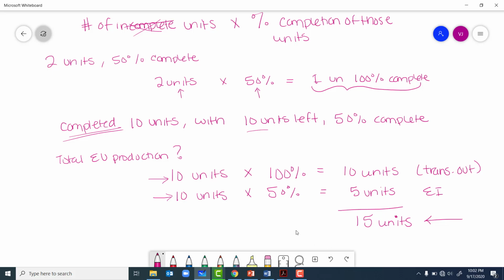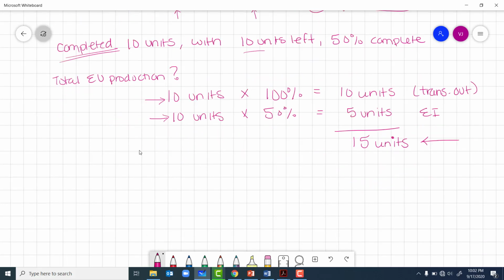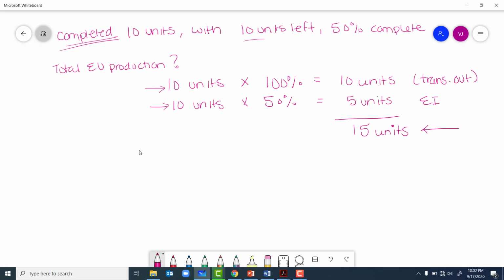Now, there are 2 ways that we can calculate equivalent units and end up finding the unit cost of each item that has been produced. There's 2 ways. We have the first in, first out method, and then we have the weighted average method.